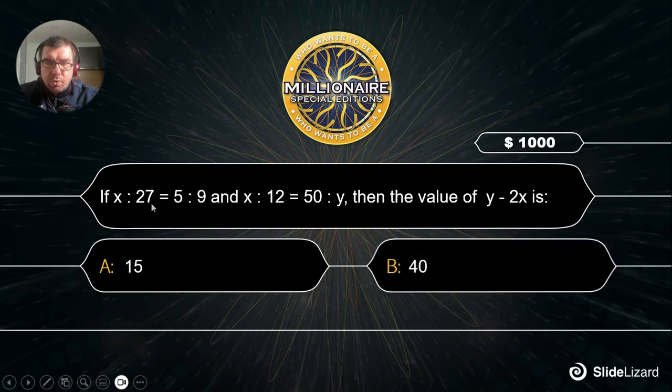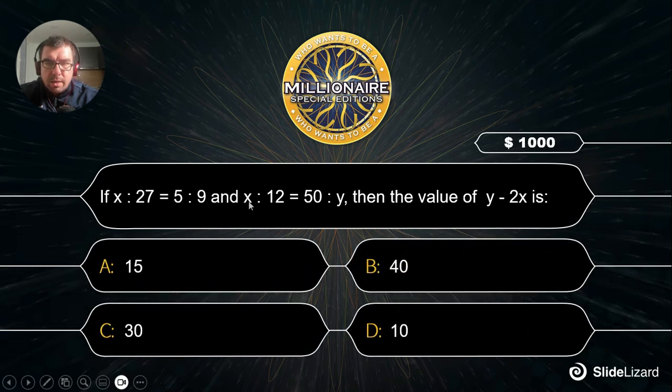If x relates to 27 as 5 to 9 and x relates to 12 as 50 to y, then what is the value of y minus 2x?